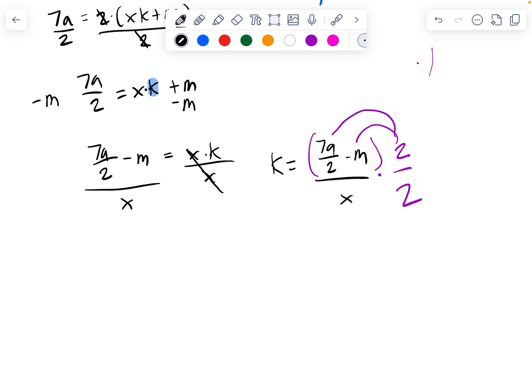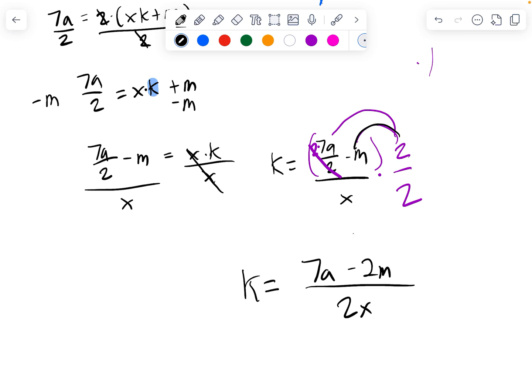So then you have 2 times 7a. Well, 2 over 2 gives you 1, and it leaves you with just the 7a. That's why we multiplied by 2, because we wanted to undo that division of 2 there. And then 2 times m is just minus 2m. In your denominator, we have the 2 times the x, which is just 2x. So k equals (7a minus 2m) all over 2x.